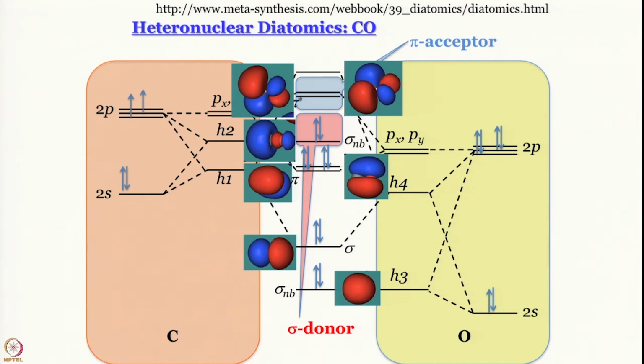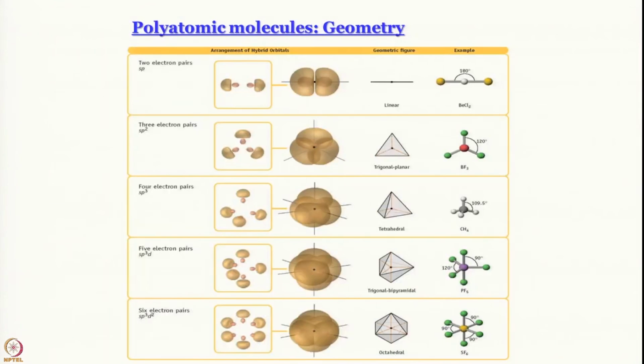That brings us to an end of our discussion of heteronuclear diatomic molecules. In the next class we are going to go back to polyatomic molecules, but this time we are going to learn how one can use molecular orbital theory to understand polyatomic molecules.